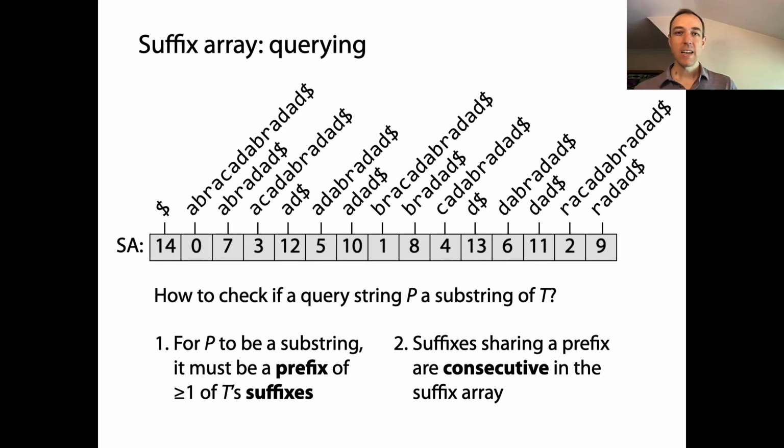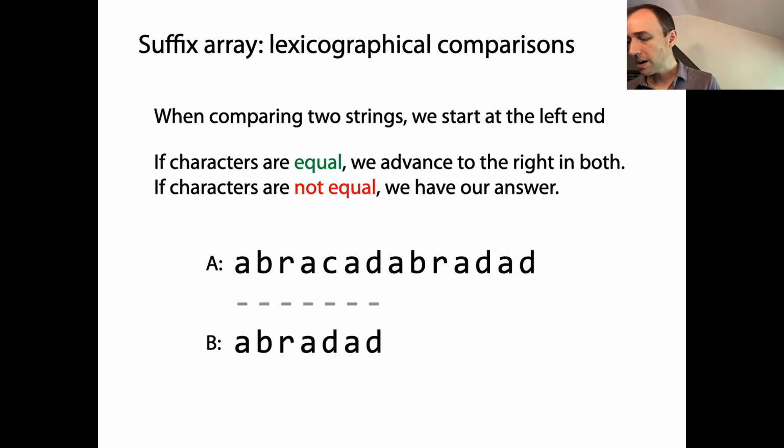And what is the algorithm going to be? Whenever we go searching for something in a sorted list of items, there's a default strategy that should always occur to us first, which is binary search. We're going to do something like binary search here. That's the vague idea: we're going to use binary search to try to find where the suffixes that have our query as a prefix are. A short aside on lexicographical comparisons, because we're going to do a lot of these here.